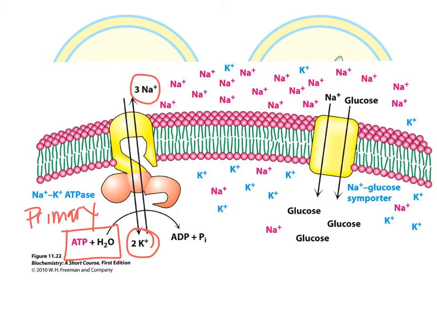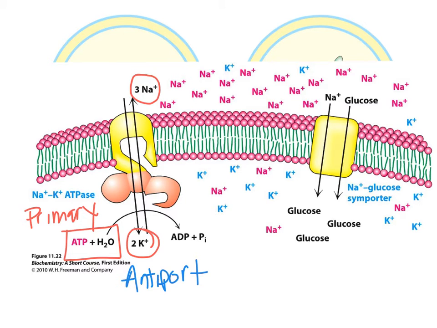What you should also notice about this primary active transporter before we move on is that you'll notice the sodium and potassium ions are moving in opposite directions. So this is an example of an antiporter.